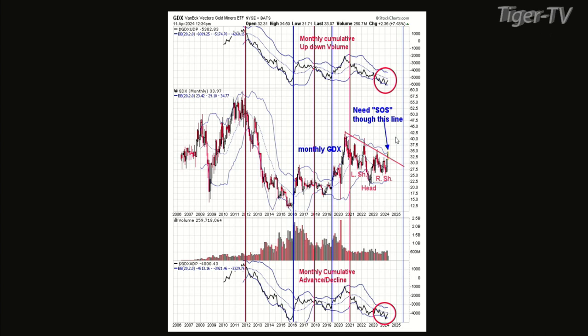As we're talking right now, we're passing through that neckline. It could hesitate maybe a week or so here, but normally when you go through them, you go through them a length of time.